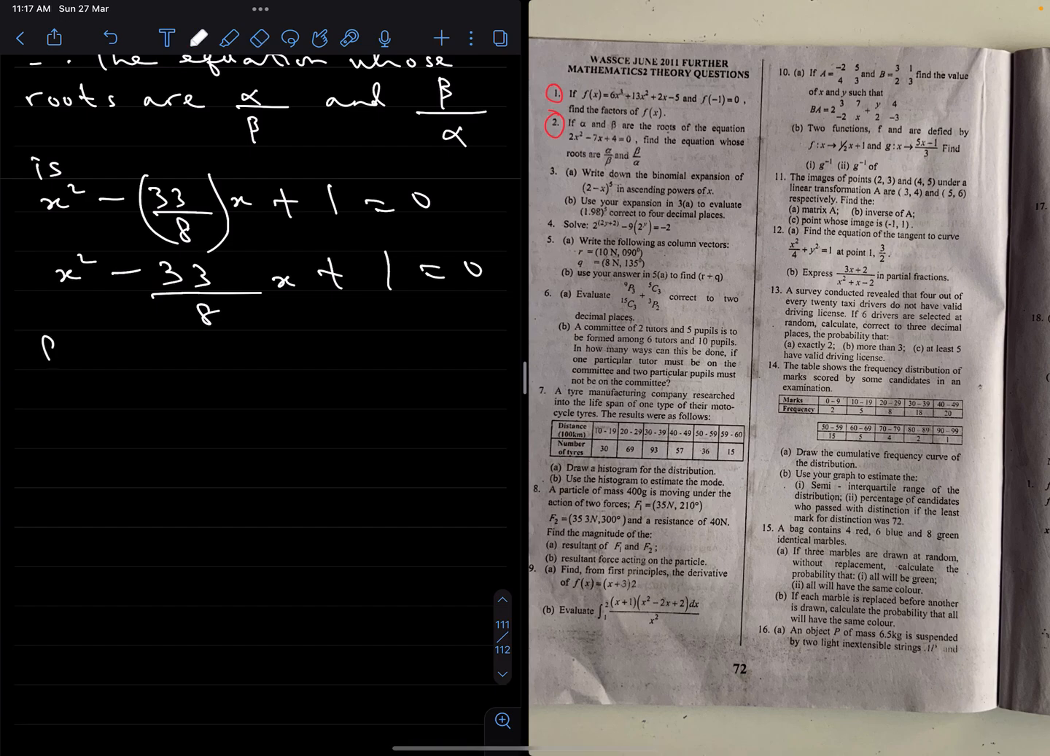Now we are multiplying through by 8 to clear the fractions. What am I going to have now? 8x squared minus 33x plus 8 equals 0. Do you understand? And that's the equation whose roots are alpha over beta and beta over alpha. Do you understand? That's true.